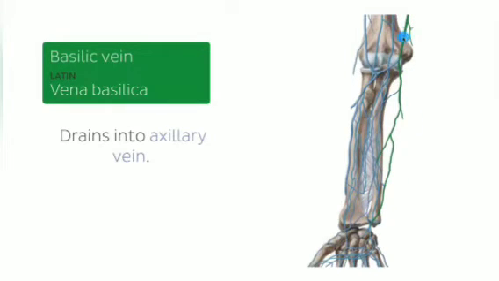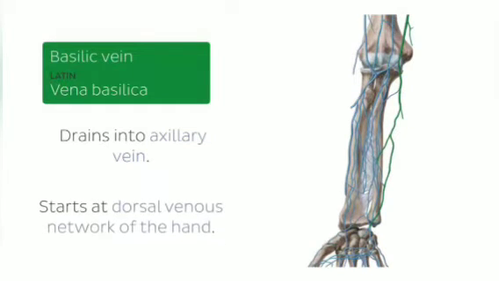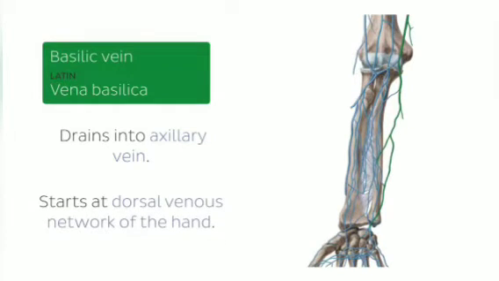Because when we talk about arteries, we usually mention the branches based on the direction of the blood. So it goes from the heart all the way to the extremities. But when we talk about the different veins, we talk about them as the blood goes back to the heart. So it starts on the venous network of the hand, and then it's going to drain into the axillary vein. So I'm adding here that it starts at the dorsal venous network of the hand.